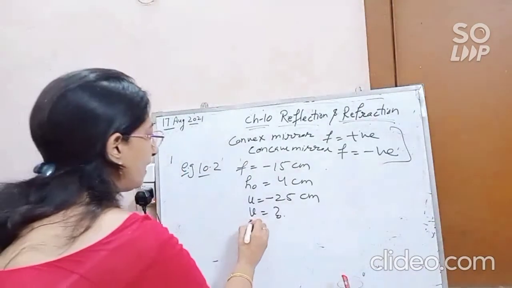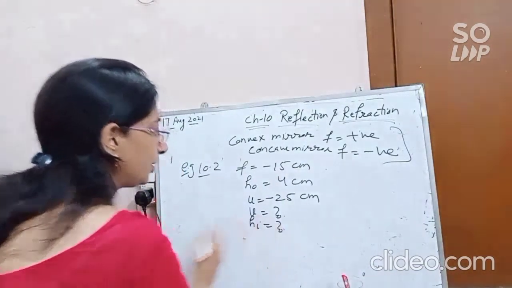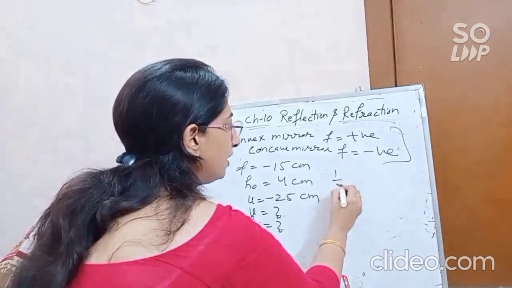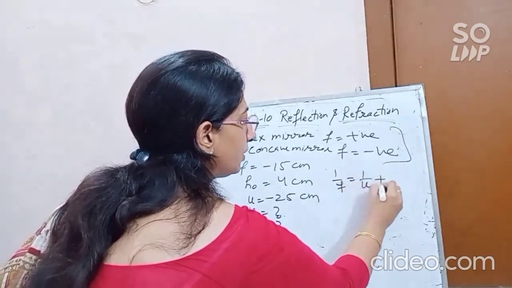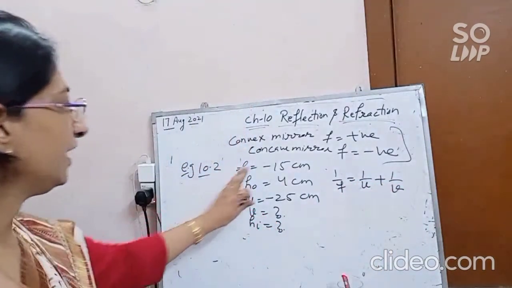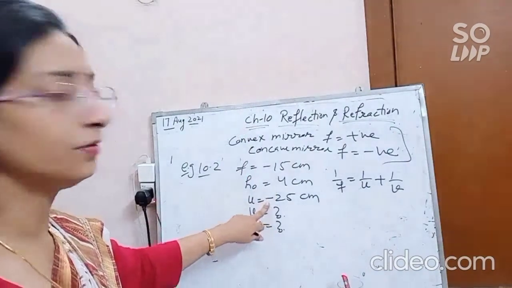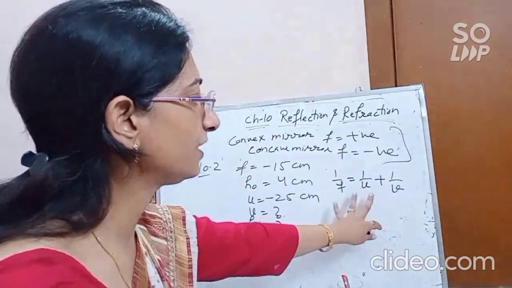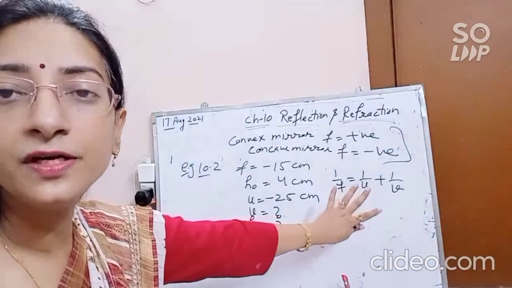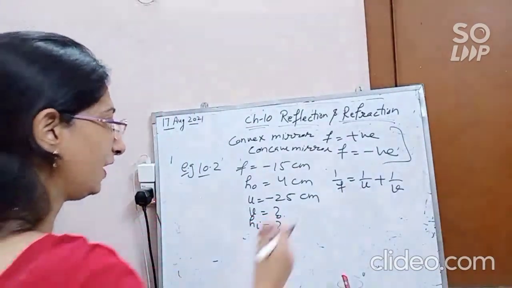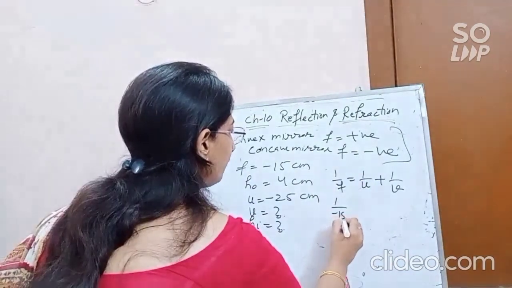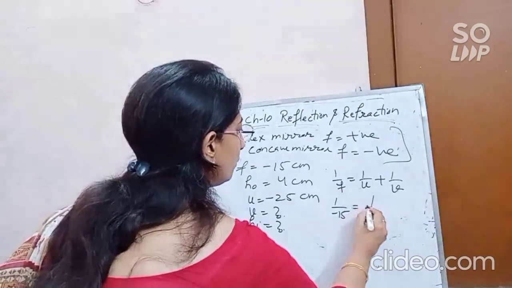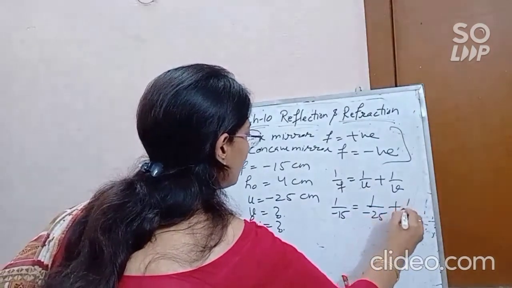So HI we have to find out. Two things we have to find out. First I will write the mirror formula: 1 upon F equal to 1 upon U plus 1 upon V. F we are having, U I have already written, it is given in the question. So we can put these two values in this equation so that we are able to find the value of V. So 1 upon minus 15 equal to 1 upon minus 25 plus 1 upon V.